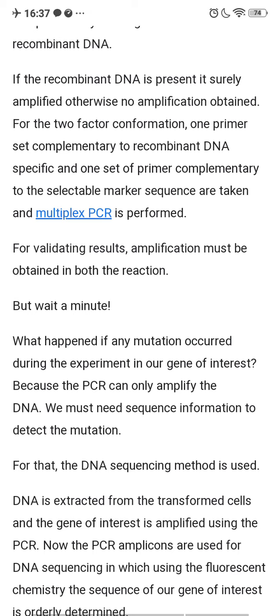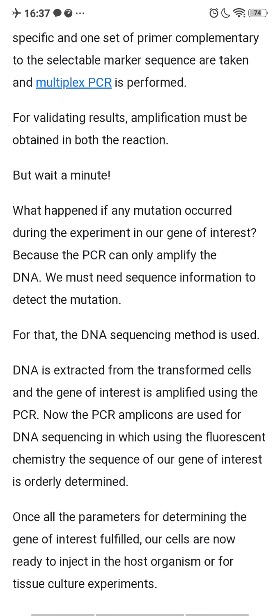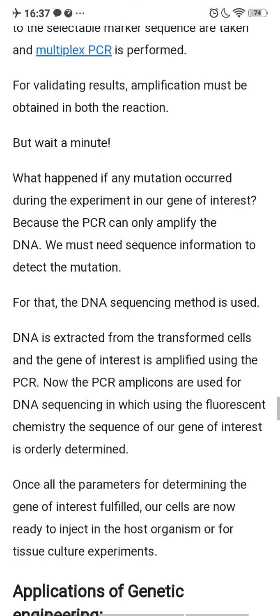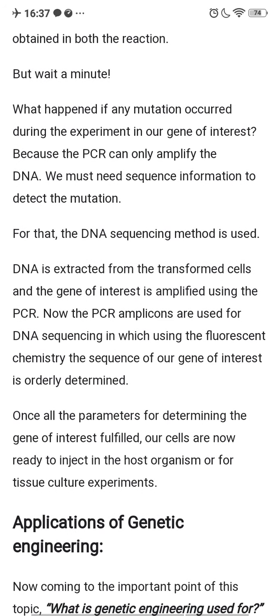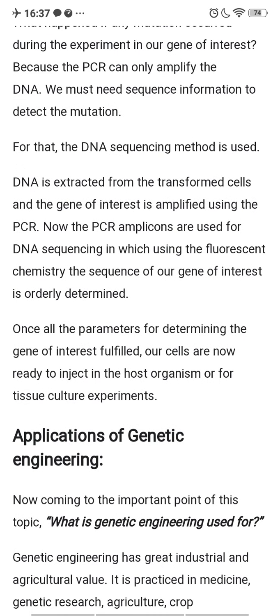What happens if any mutation occurred during the experiment in our gene of interest? Because the PCR can only amplify the DNA, we need sequence information to detect the mutation. For that, the DNA sequencing method is used. DNA is extracted from the transformed cell and the gene of interest is amplified using PCR. Now the PCR amplicons are used for DNA sequencing, in which we use fluorescent chemistry. The sequence of our gene of interest is orderly determined.